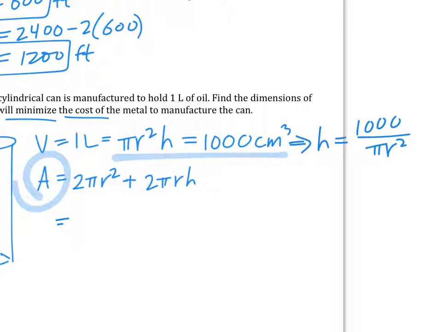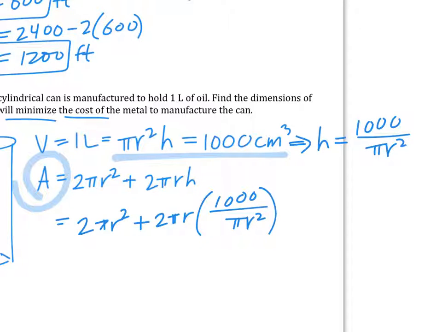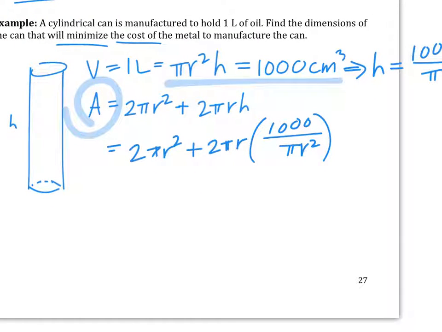Okay, now let's plug it in. 2 pi r squared plus 2 pi r times 1,000 over pi r squared. Okay, before we do anything, let's just make sure we simplify so it's easier to do. 2 pi r squared plus 2,000 over r. Okay, again, we are looking for the minimum surface area. When they say minimum, they meant take the derivative. So go ahead and take the derivative of A.